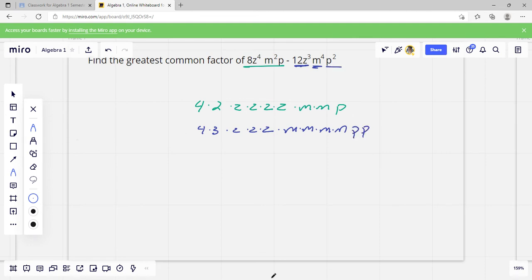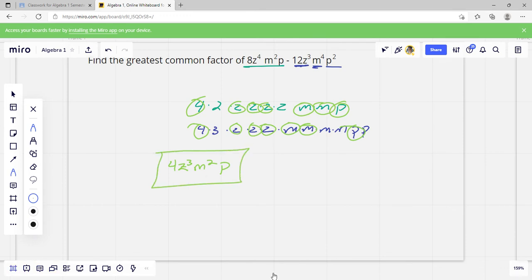So what we have to do is find the ones that are in common here. So we've got, both of them have a 4. Both of them have 1, 2, 3 z's. So z to the 3rd. M's, we've got 1, 2. And then p's, we have 1. So there's our greatest common factor, the number that'll go into both of those.